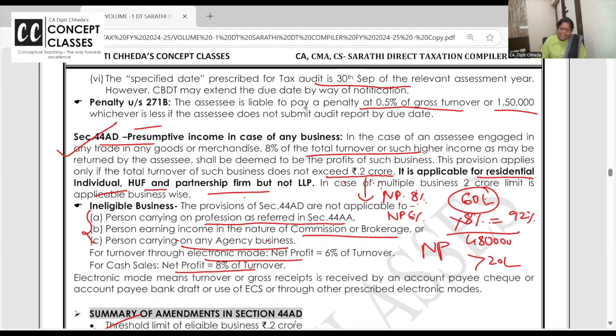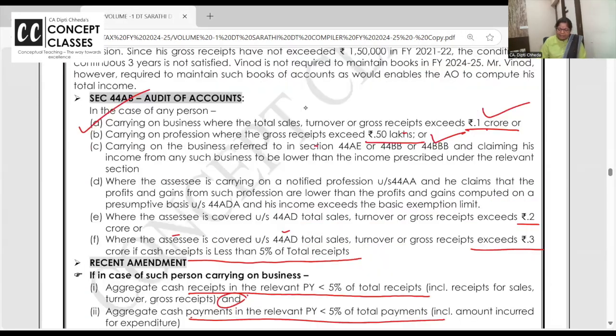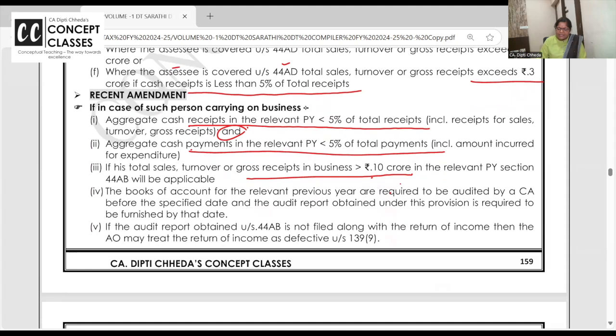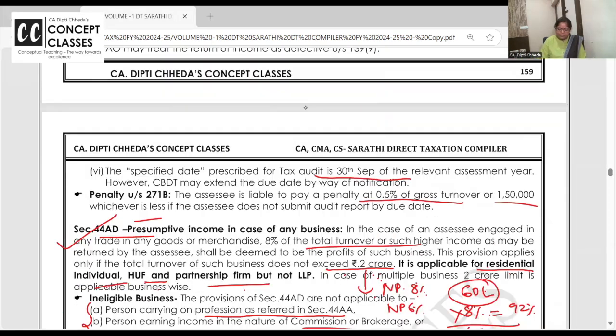10 crore किसके लिए है? वो तो audit के लिए. If your cash receipts are less than 5% of total receipts and payments are 5%, then 10 crore. No problem.